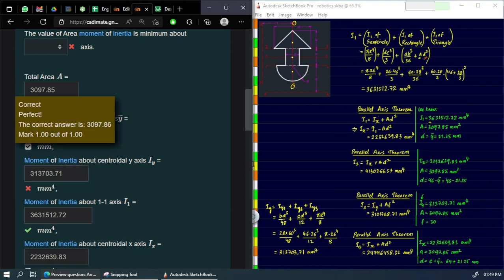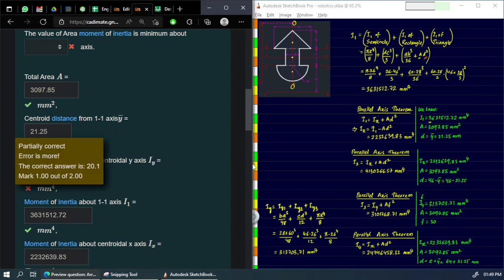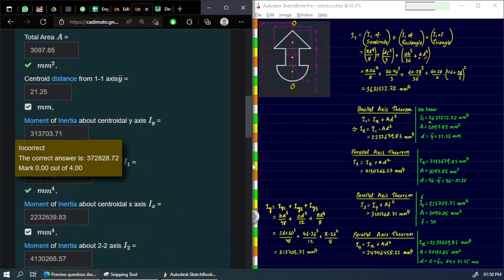So in this case, you can see the value is within 1%, and hence full marks have been given, and a green tick mark appears here, whereas here a gray colored tick mark is appearing, which means the answer is partially correct. The exact correct answer is 20.1 and you're getting 21.25, so the error is more than 1% but still within 10%, and hence partially correct. You can move down again and see that this particular answer is completely out of 10% and hence it is wrong.